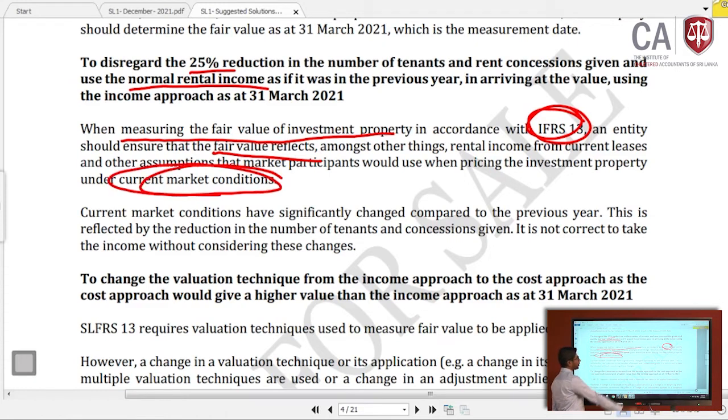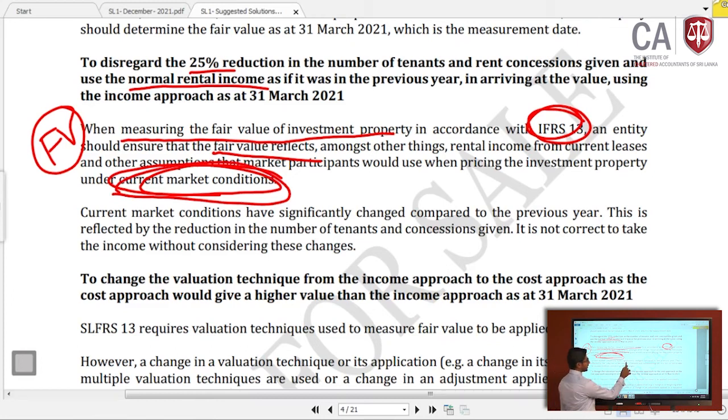Very important words, current market condition. So it says, student, fair value always should reflect the current market condition. So here, what is the current market condition? We have COVID-19 now. We have a problem with the number of tenants. We have granted some rent concession. That is the current market context, the current condition of the market. So we have to think about that. If you ignore it and do the fair value, that is not a fair value. So this is violating the requirement given in SLFRS 13, right?